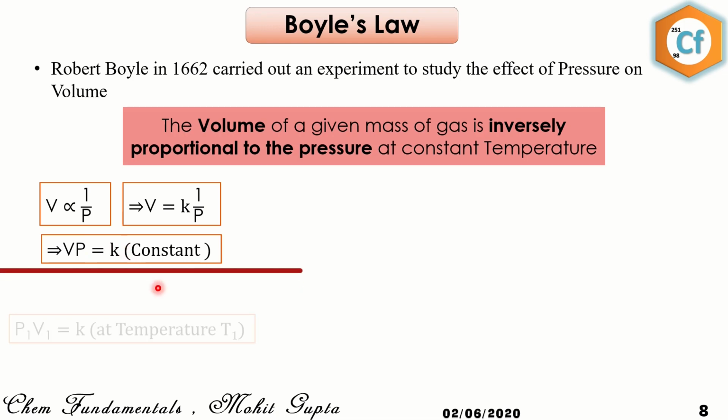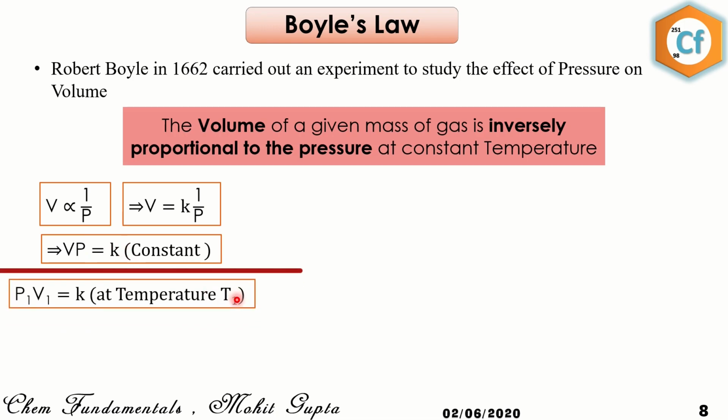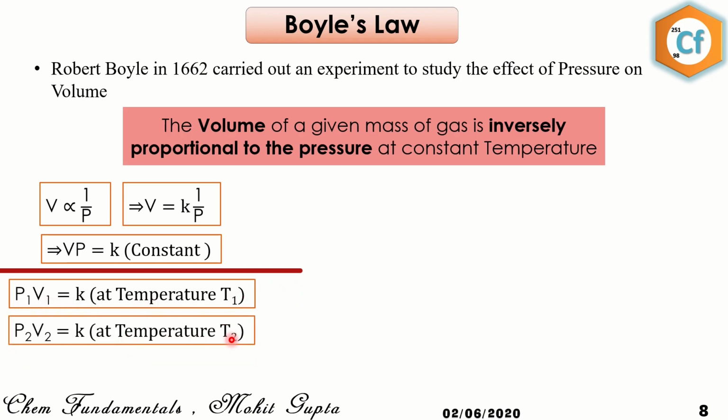Now at two different temperatures, at temperature T1 I can write P1V1 is equal to K. At temperature T2 I can write P2V2 is equal to K. Since the constant has the same value, we can easily write P1V1 is equal to P2V2. Or we can even divide these two equations, and we will get the same result.